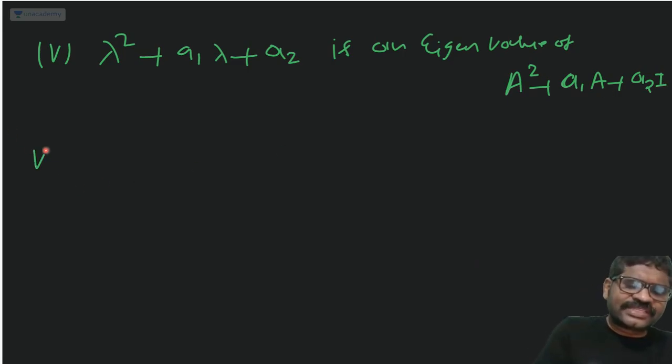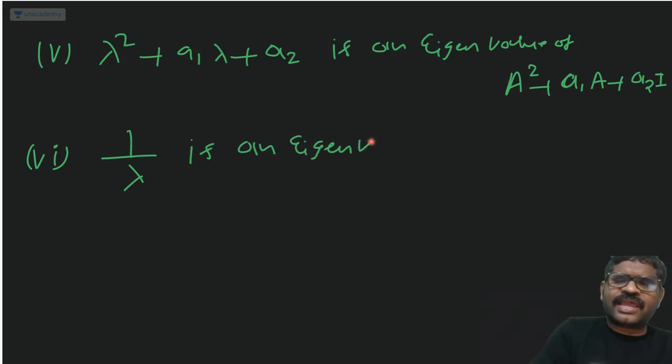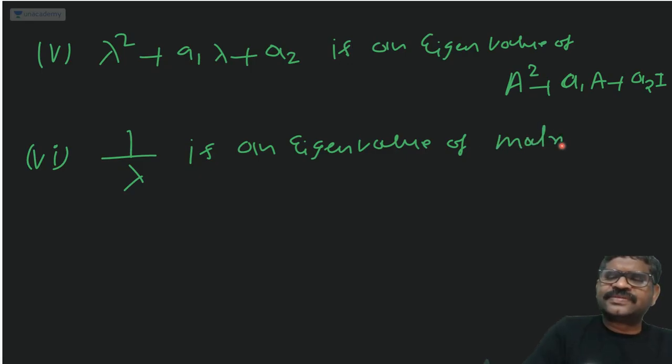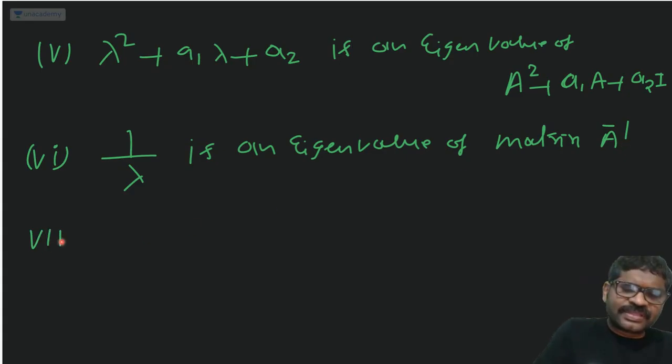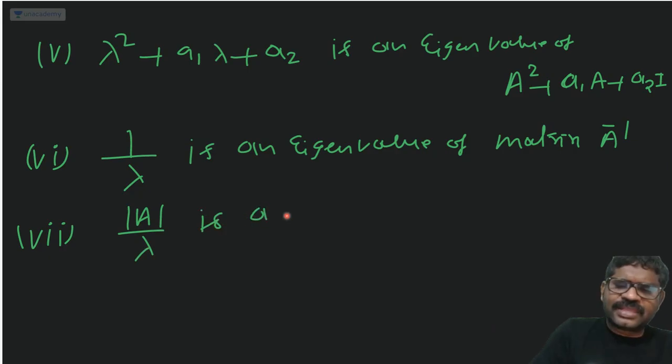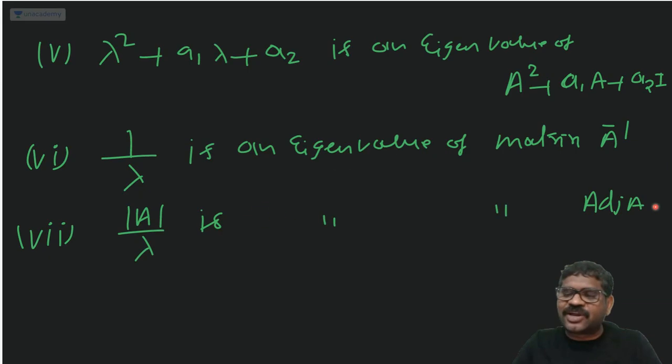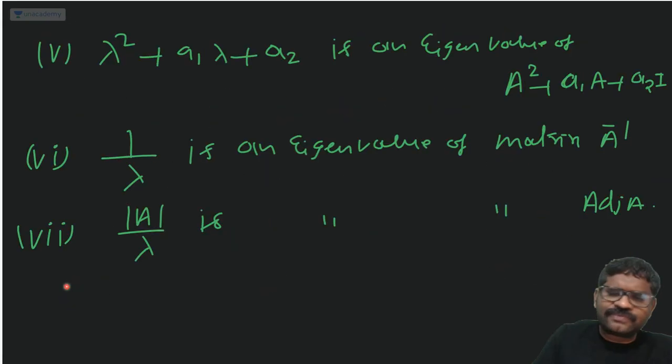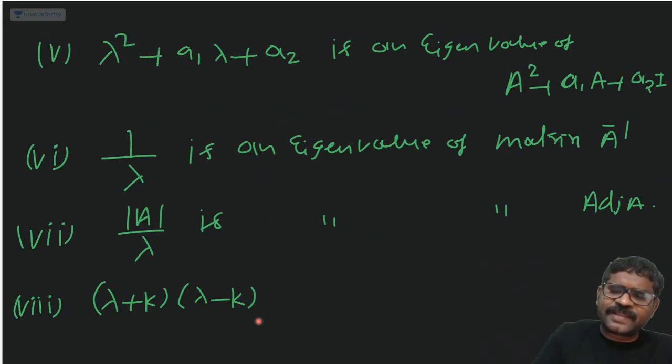Next, sixth property. 1 by lambda is an eigenvalue of matrix A inverse. Next property. Det A by lambda is an eigenvalue of matrix adjoint A. 1, 2, 3, 4, 5, 6, 7.